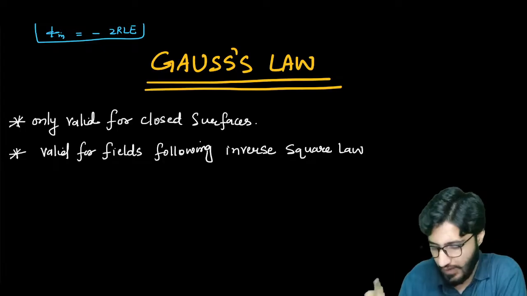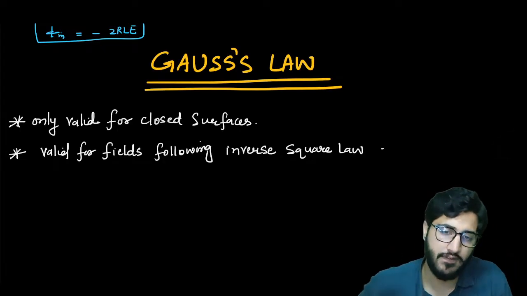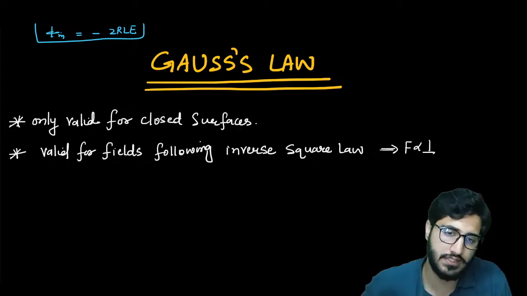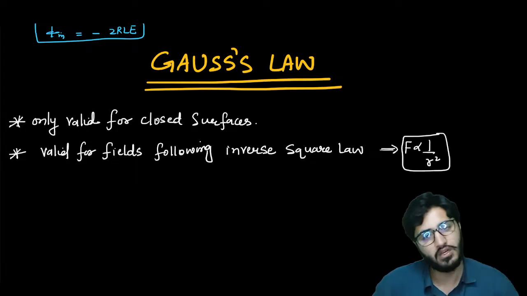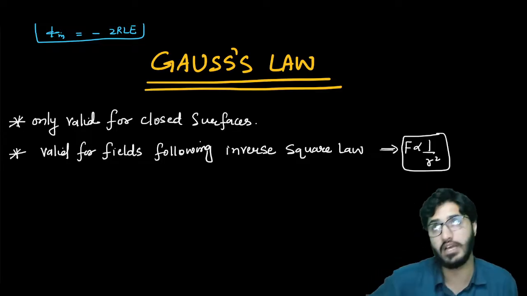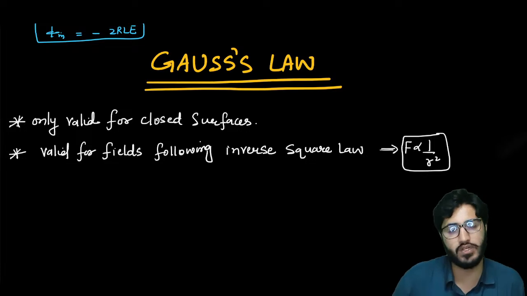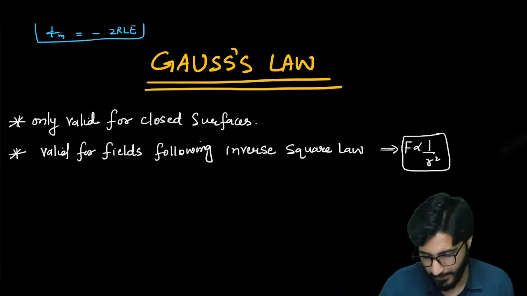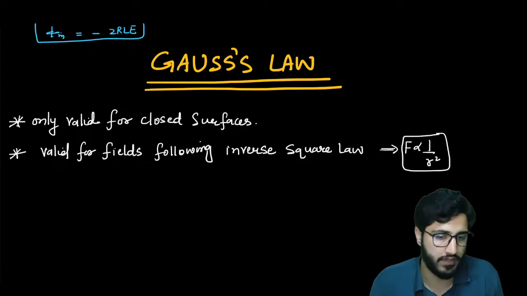If you have the inverse square law, you can use Gauss's theorem. That means if any force depends on the distance in this way, it follows the inverse square law. Just like in gravitation, force is equal to G m1 m2 by r square. There also we can use Gauss's law. So we can use Gauss's law where the inverse square law is followed.